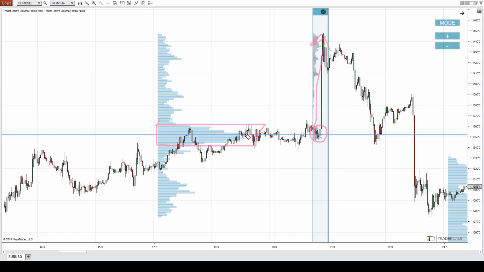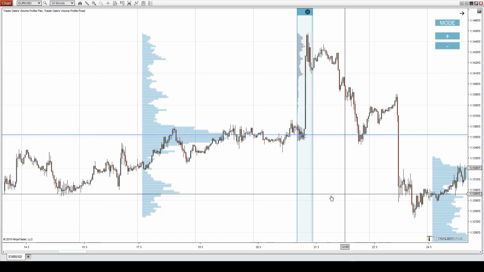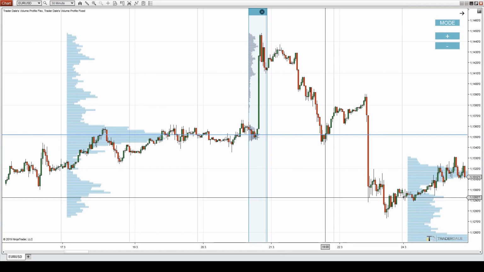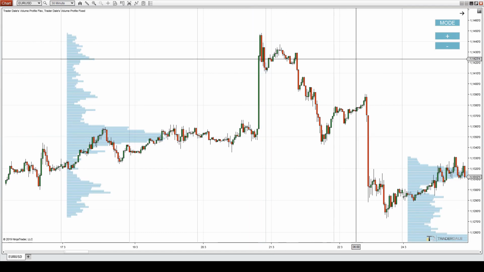As you can see, the confirmation is here. This is the point of control of the whole week, lying basically at the same level as I would have from this area. So what happens next? The price goes back and reacts to those heavy volumes. So what's next?